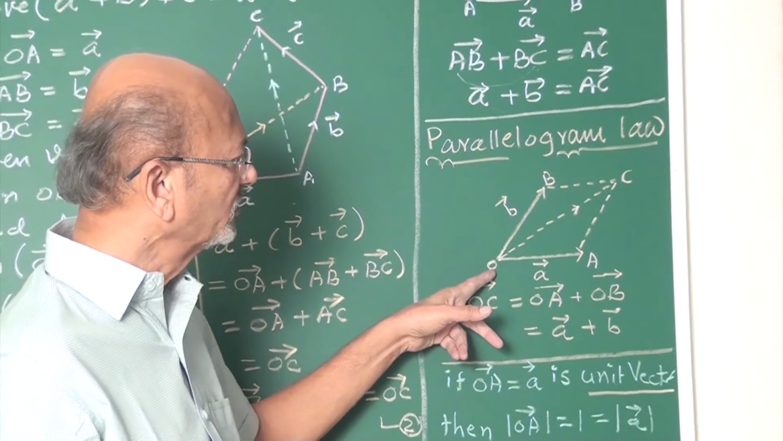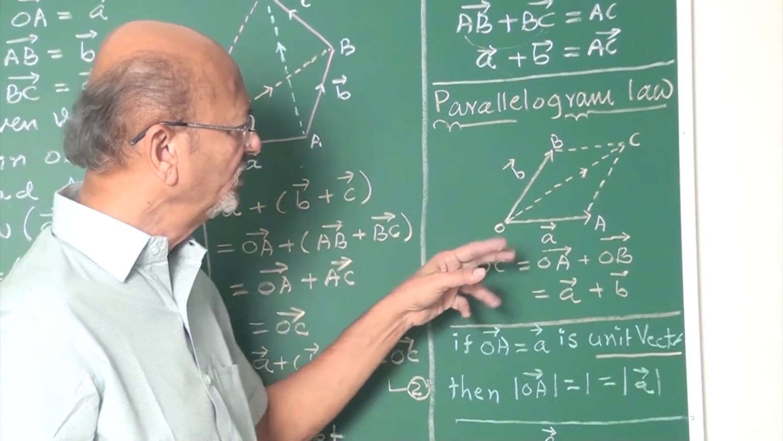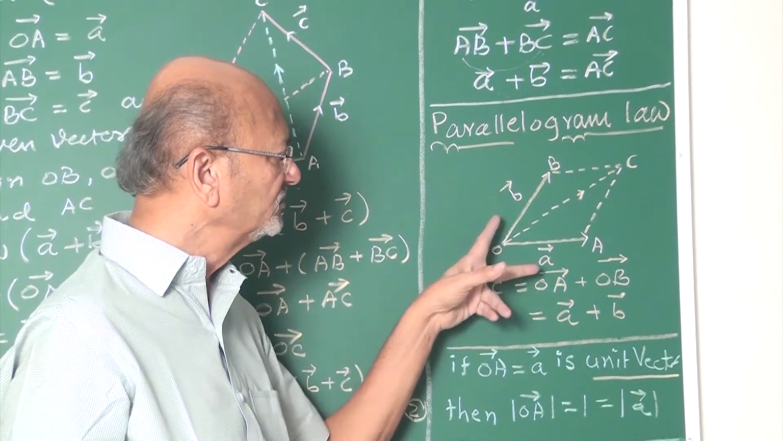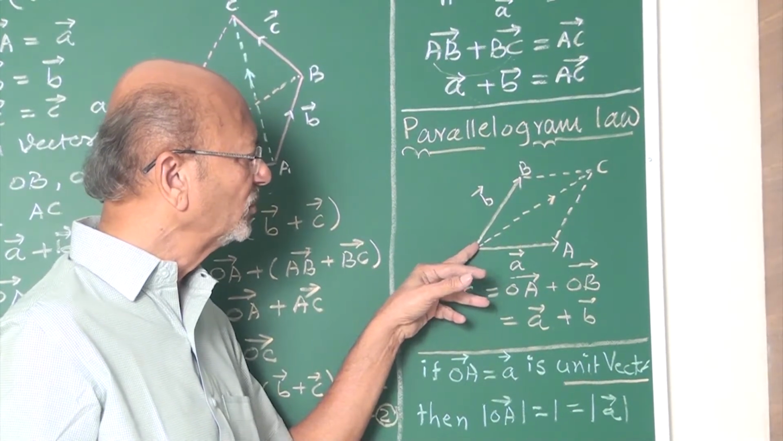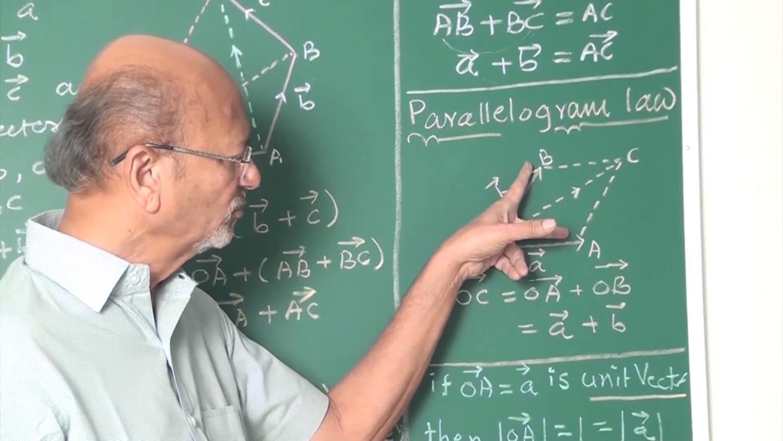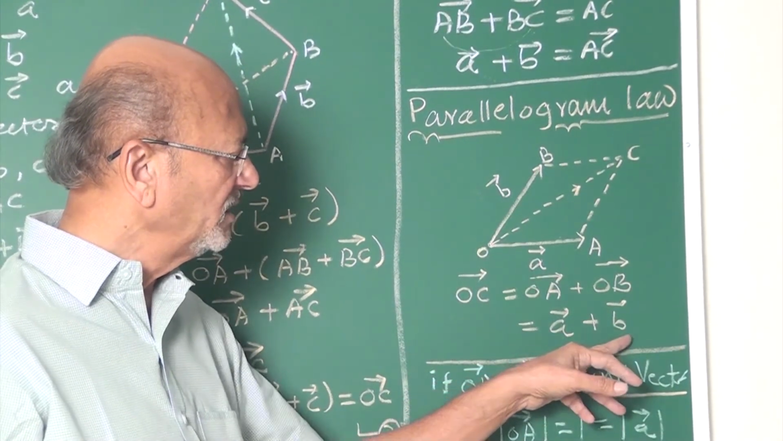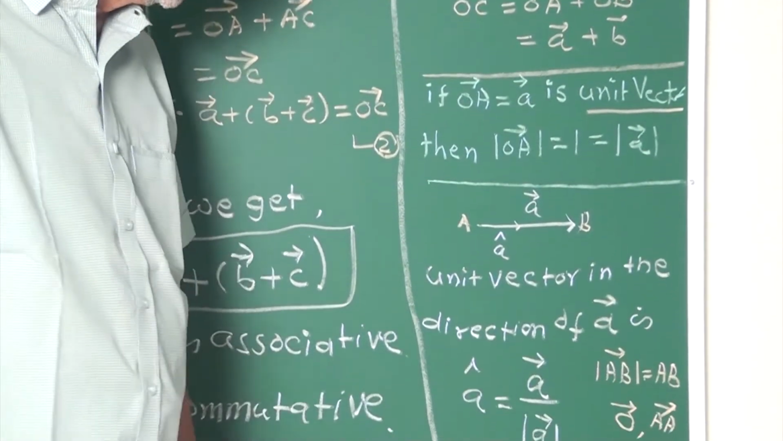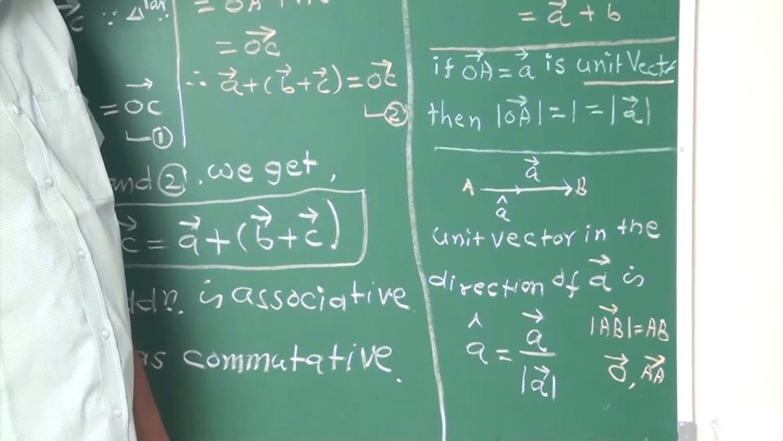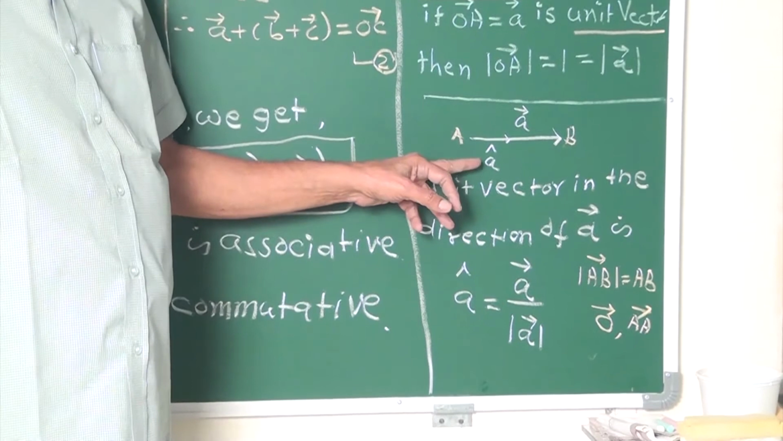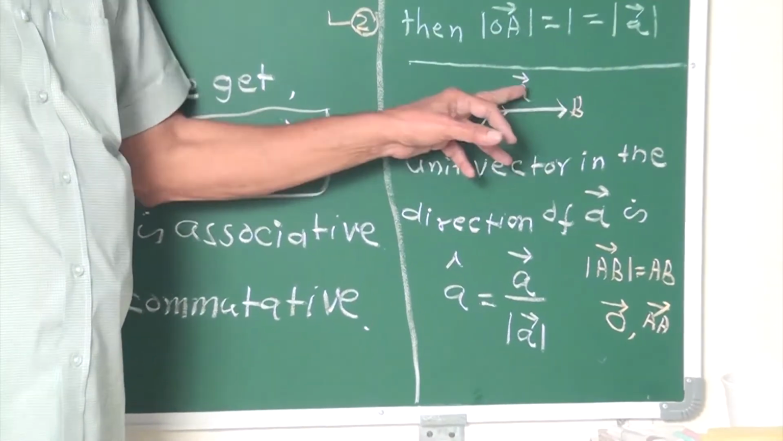It is a parallelogram OACB in which the diagonal having the co-initial point of these two vectors represents the sum of these two vectors. The other diagonal represents the difference, A minus B. My friends, I have given one more definition there. What is that? Unit vector in the direction of vector A. Unit vector, this is the vector A.